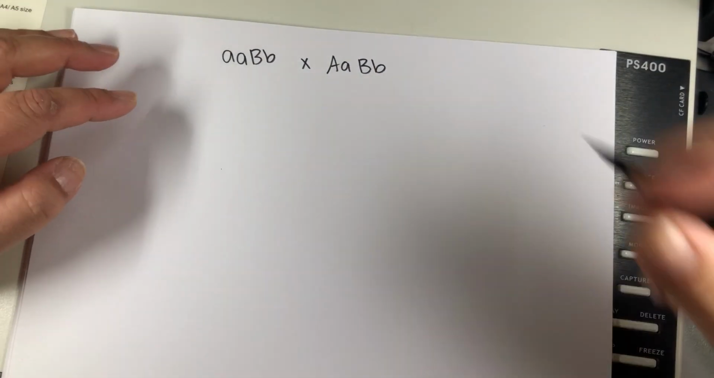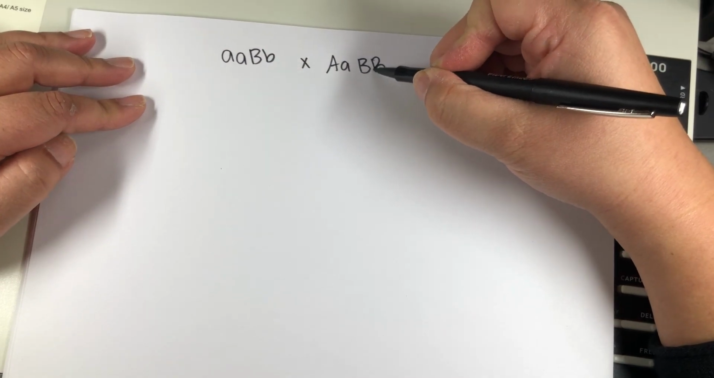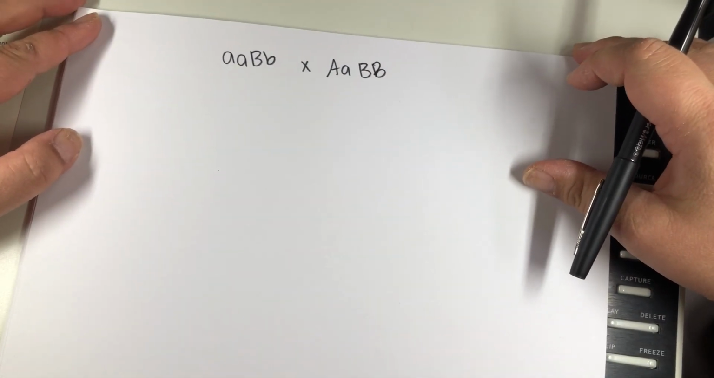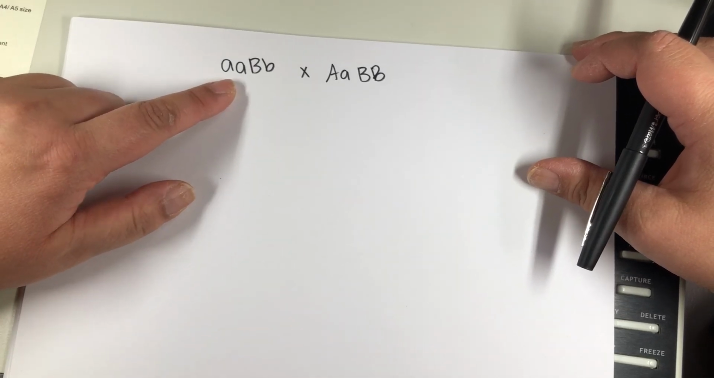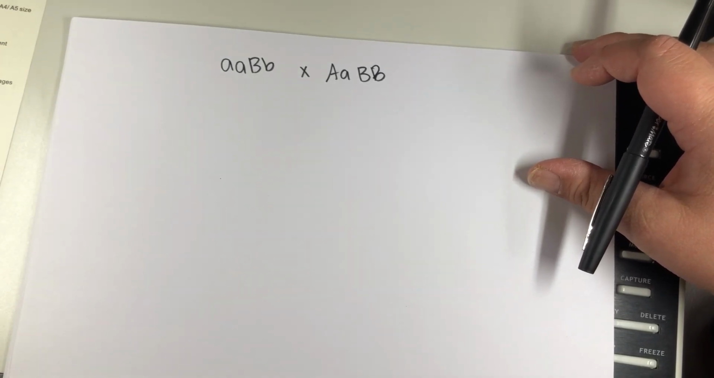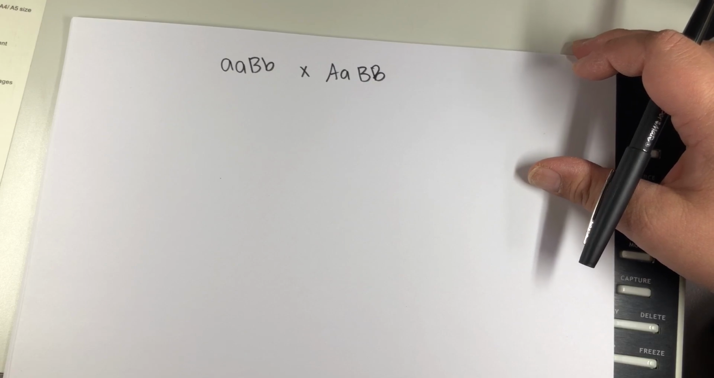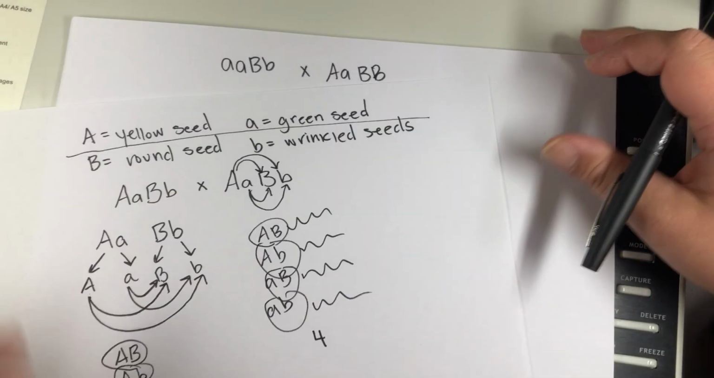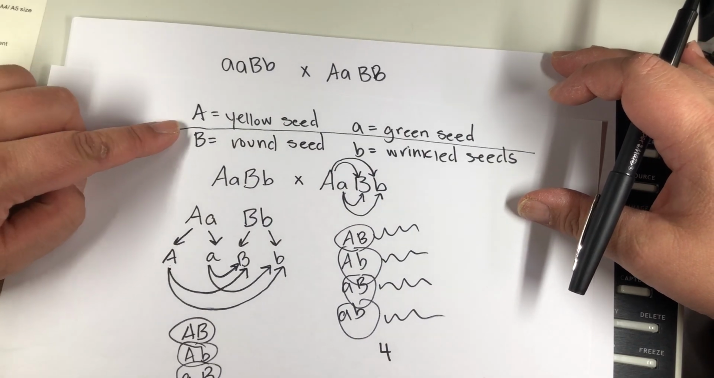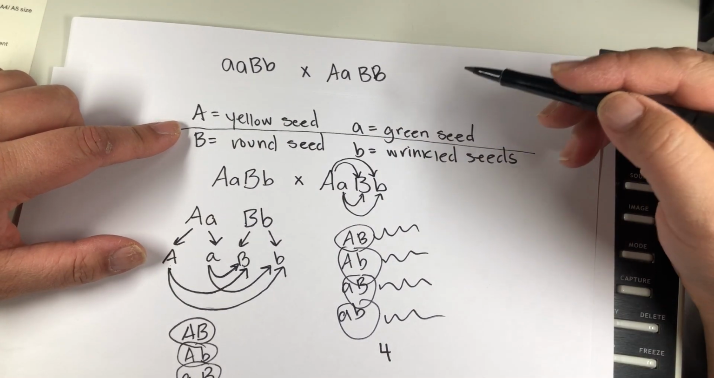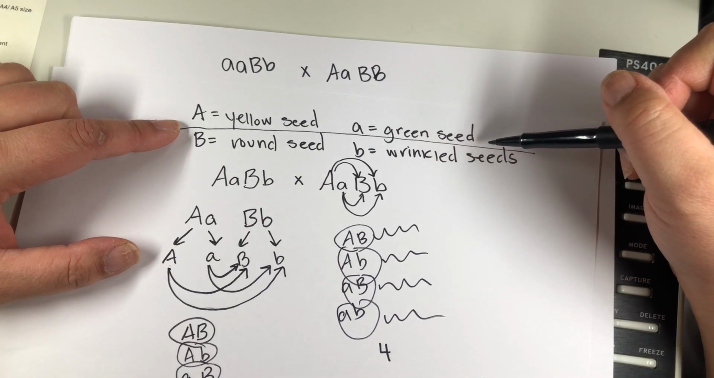Okay, actually, let's do this. Okay, so what we want to know from this cross, so this individual, the phenotype, and we'll go back to the same phenotype, so big A, so A is going to symbolize the color of the seed.